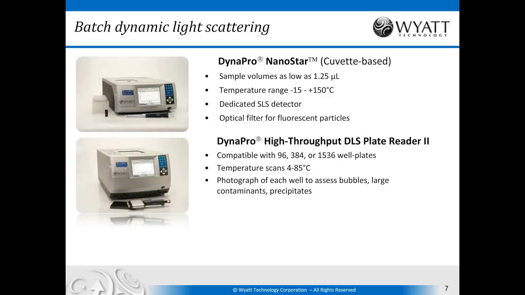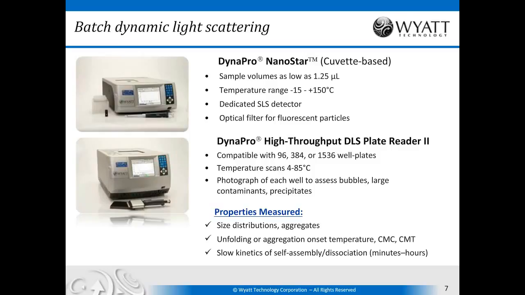It is a high-throughput dynamic light scattering plate reader, where we're making the measurements of dynamic light scattering in situ in standard micro well plates, either 96, 384 or 1536 well plates, industry standard, which will allow you to automate a very large series of measurements, including temperature scans. And another interesting feature of the Dynapro plate reader is that it has a camera on board, which will allow you to take photographs of the sample in the well in order to assess if there are bubbles there, or precipitates, or large contaminants, big particles floating around.